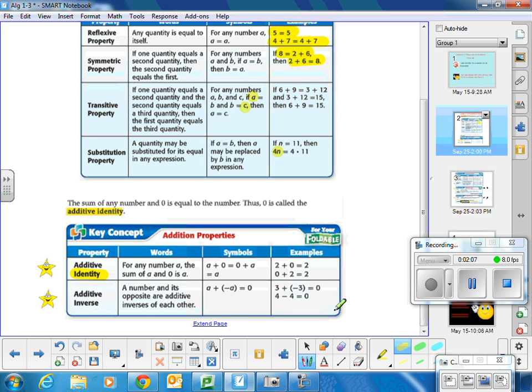The additive inverse property will be used a lot when we're solving equations, when we're trying to eliminate something from our equation. Basically, it says a number and its opposite are additive inverses. Or, in other words, a number plus its opposite is equal to 0. Like 3 plus a negative 3 is equal to 0. We will use that idea a lot when equation solving.